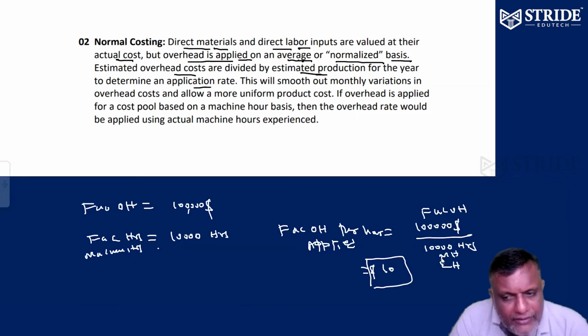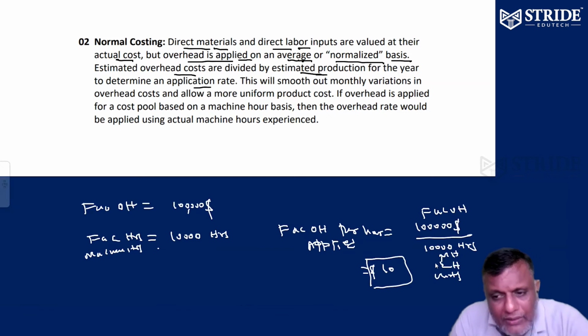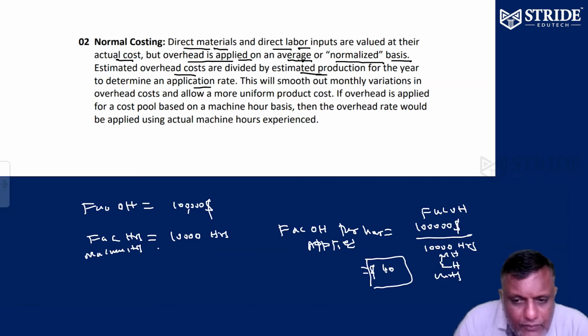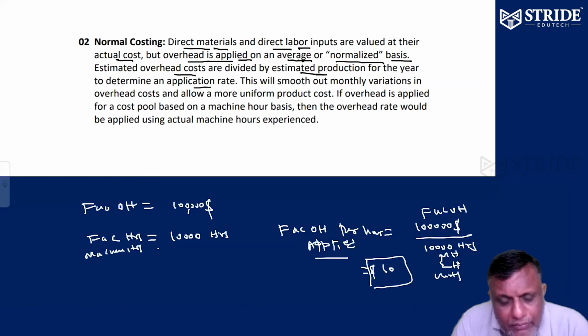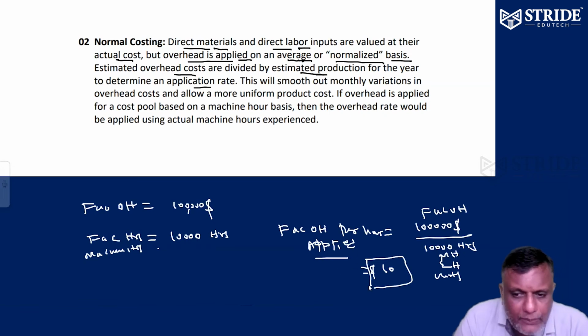Suppose in a factory machines are dominating, so it is machine hour based. If labor is dominating, labor hour based. If units are dominating, unit based. So factory overhead per unit, factory overhead per labor hour, factory overhead per machine hour. So factory overhead is going to be applied on the basis of machine hours involved in the factory, labor hours involved in the factory, or units involved in the factory. That's it.